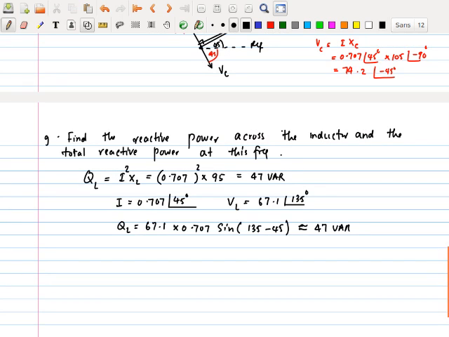Then they ask you to find the total reactive power. How do I find the total reactive power? My total reactive power would be capital QL plus capital Q of C. So I could have written it like what? This total reactive power here is what? It's I squared XL. And what do I have here?